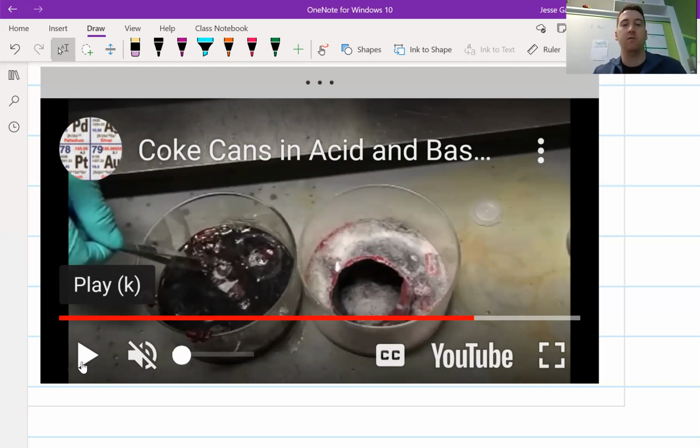That's not an easy thing to do, to destroy a Coke can. You can find litter cans around for years and years. It's surprising then how easy it is for this chemical reaction to do it.